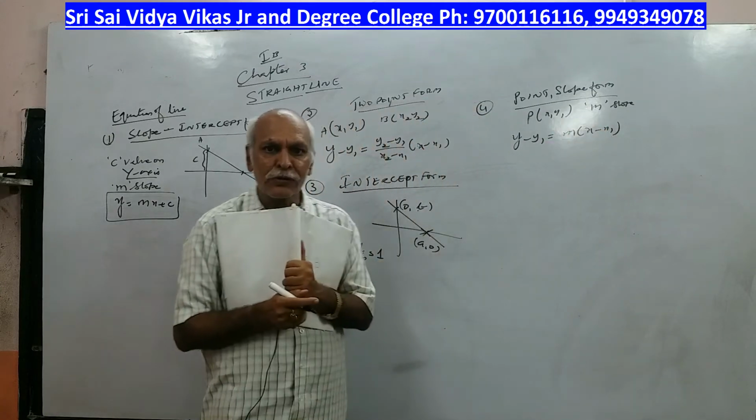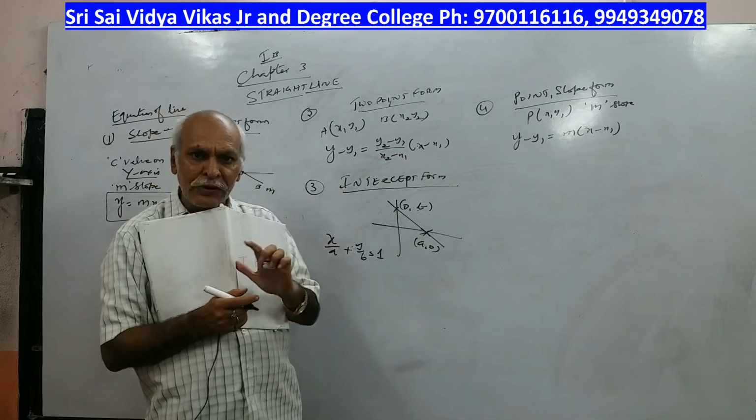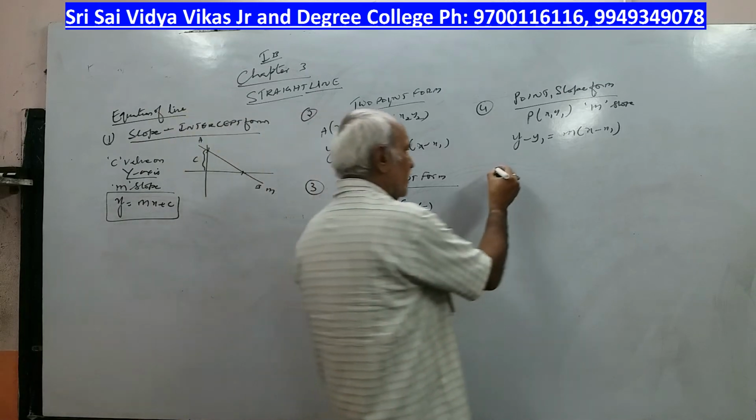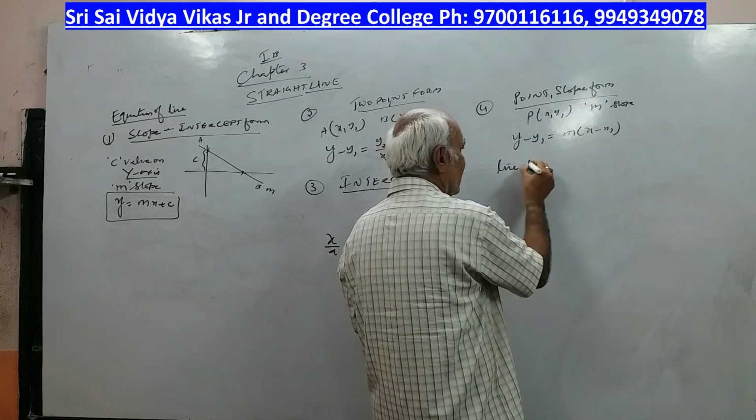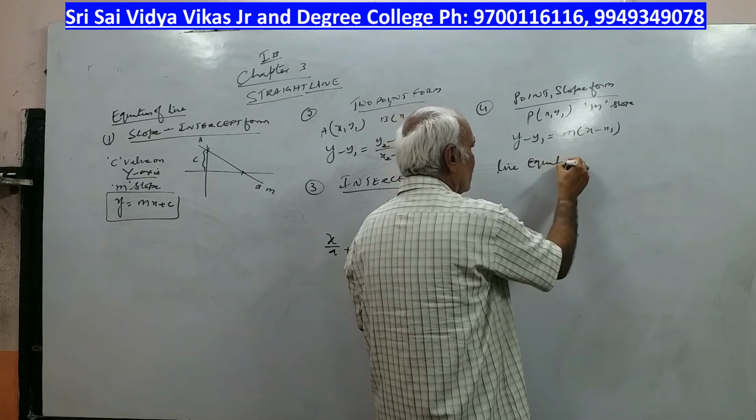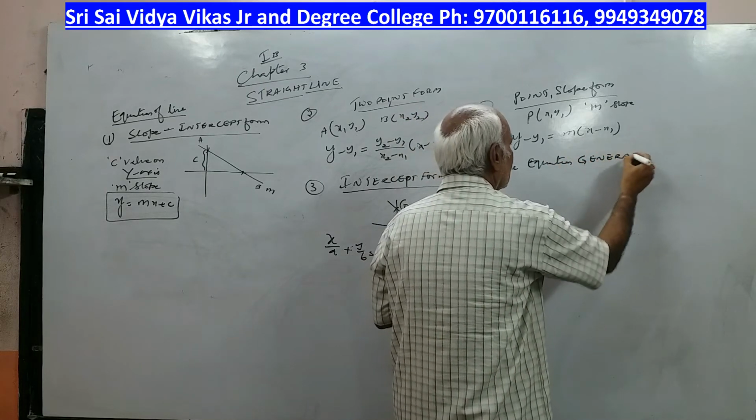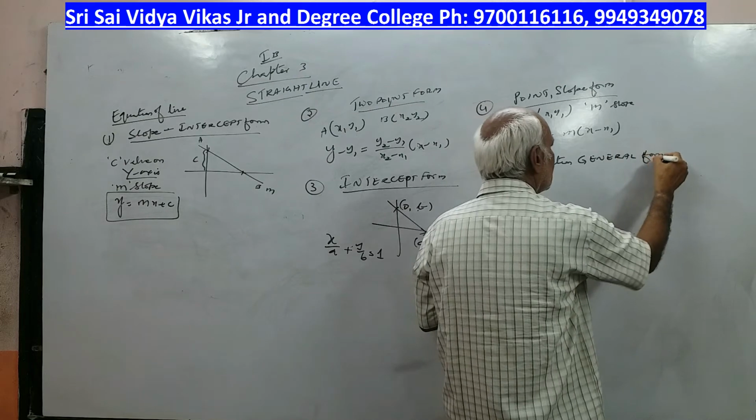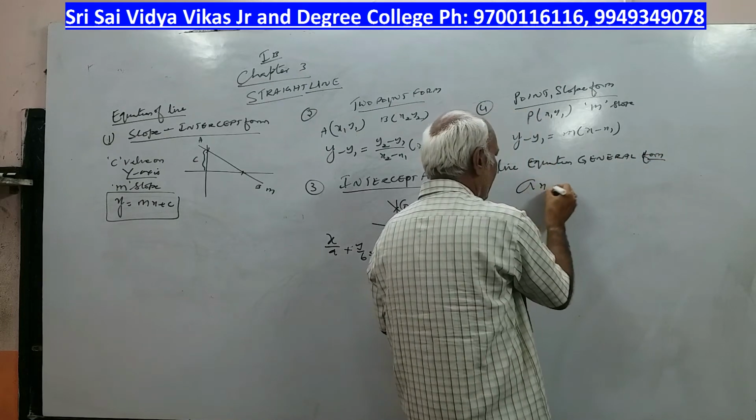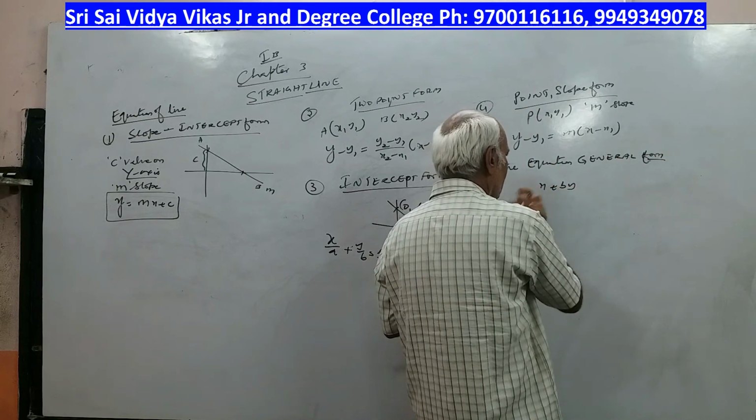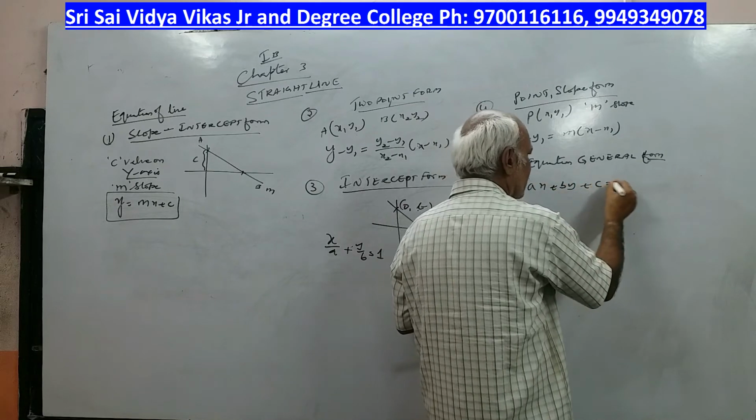Okay, this is the fourth formula. So formulas you should know in this chapter. Next, the line equation, general formula, is ax plus by plus c is equal to 0.